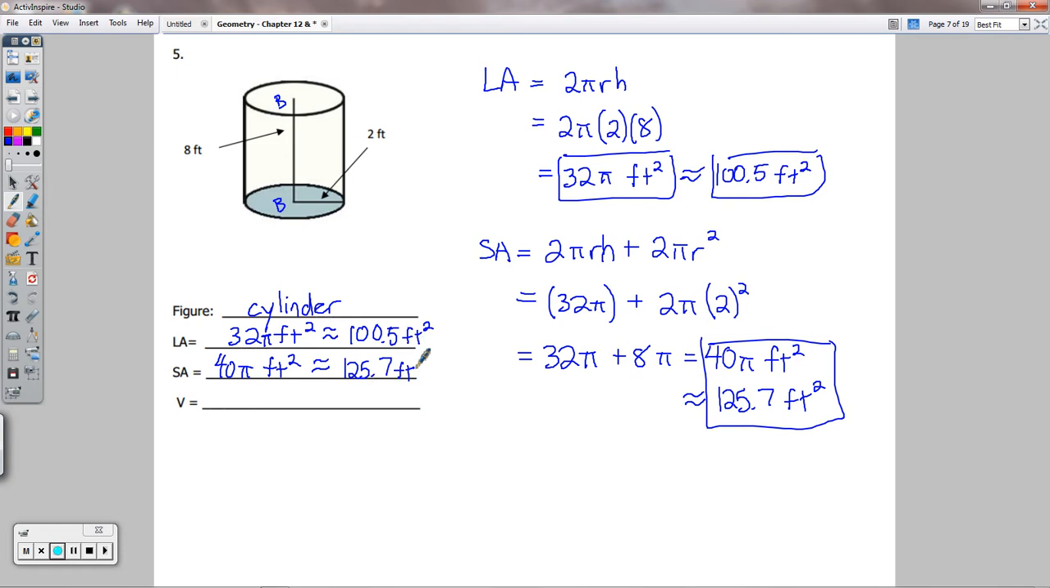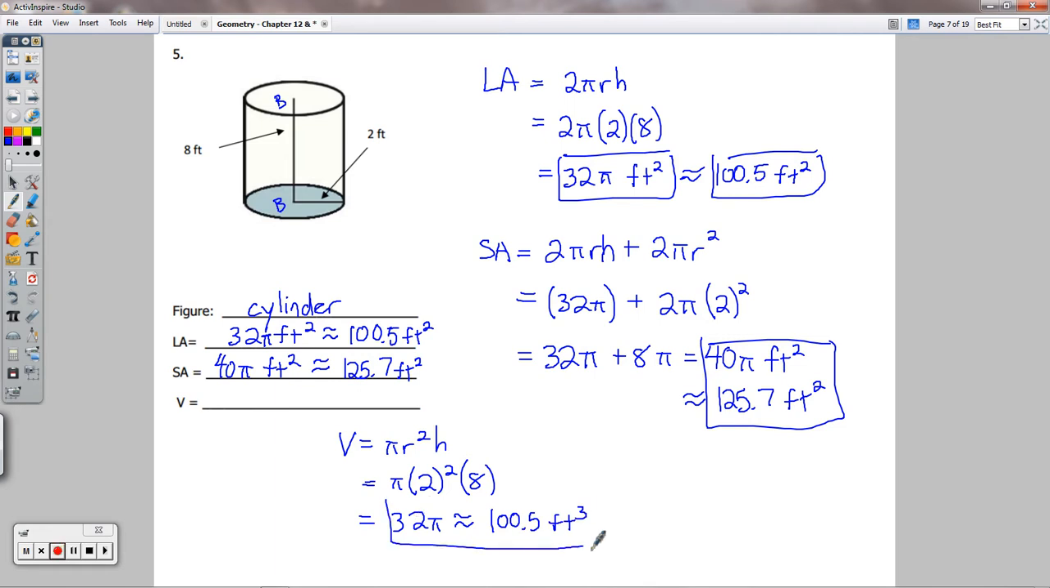125.7 feet squared. And then the volume is going to be the area of the base, so capital B times h, but the base is a circle, so you can just write pi r squared times h. You've got pi times 2 squared times the height is 8. That would be 4 times 8, 32 pi. And so that looks familiar. I already did that work right here. I plugged that into a calculator before, so 32 pi, or approximately 100.5. But now this is feet cubed. So 32 pi feet cubed, or approximately 100.5 feet cubed.